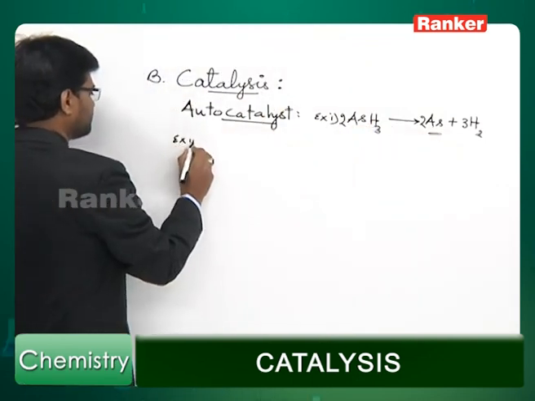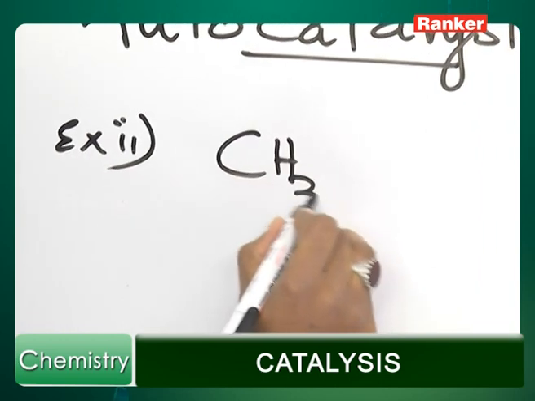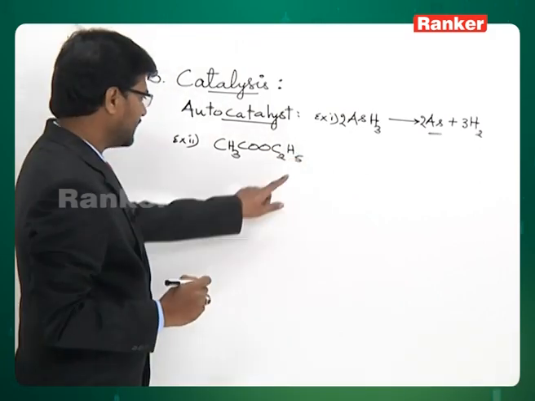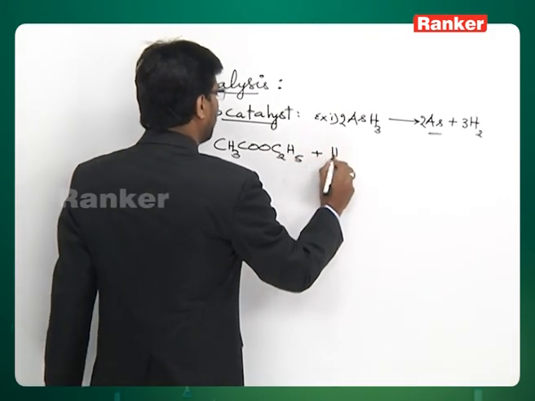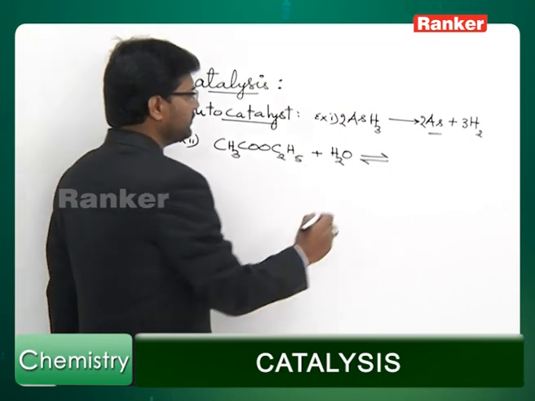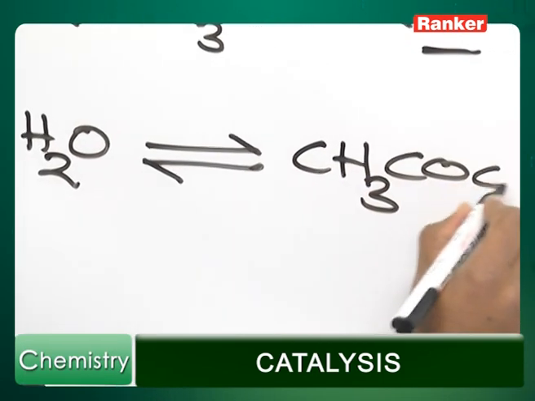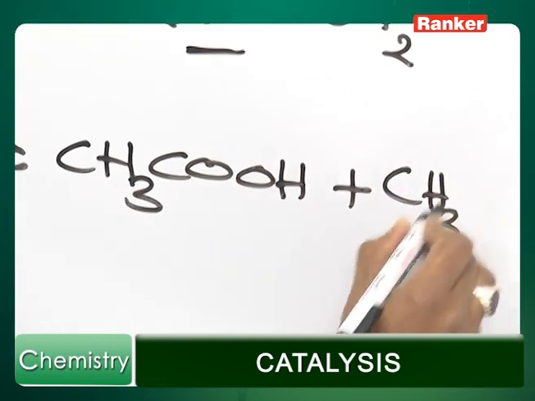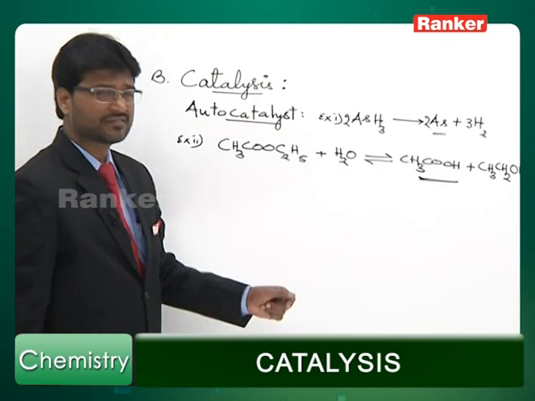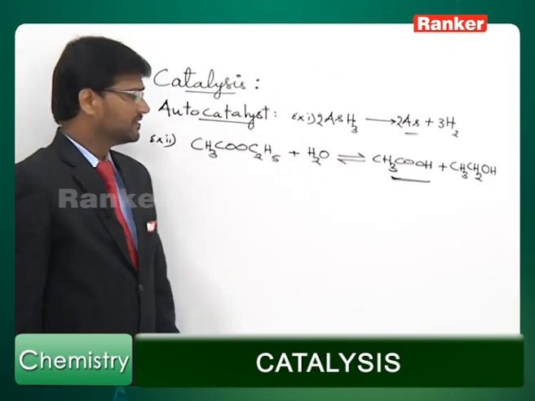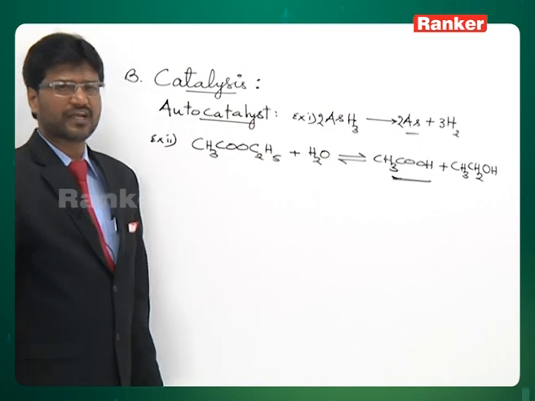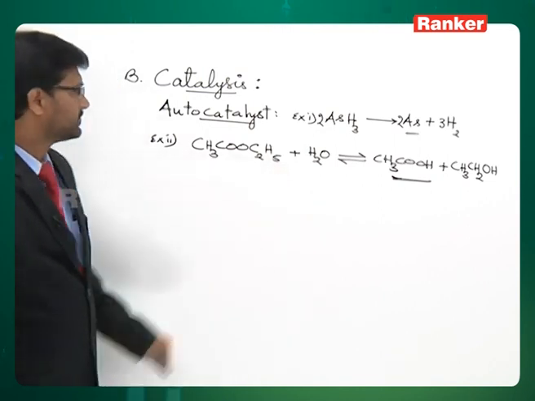Another example is a very popular reaction. This type of substance is called an ester, ethyl acetate. If you react it with water, the reaction is called hydrolysis. This is ester hydrolysis. Then you get acetic acid and ethyl alcohol. This substance produces H plus, which will catalyze this reaction. So, this acts as an autocatalyst. The acid which is being formed in the ester hydrolysis will act as a catalyst for the hydrolysis reaction.